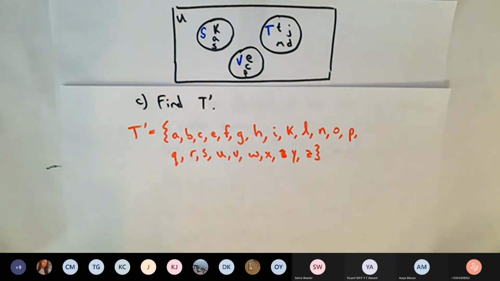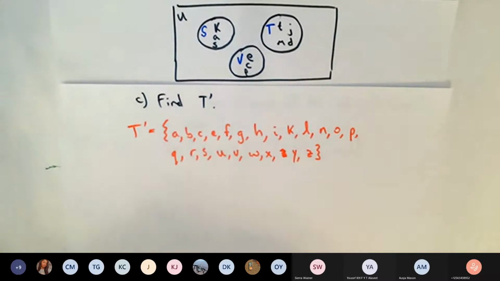So notice I didn't even really consider the set S and the set V in this problem because they're not relevant. If I'm looking for T complement, I only need to consider the universal set and the set T itself.